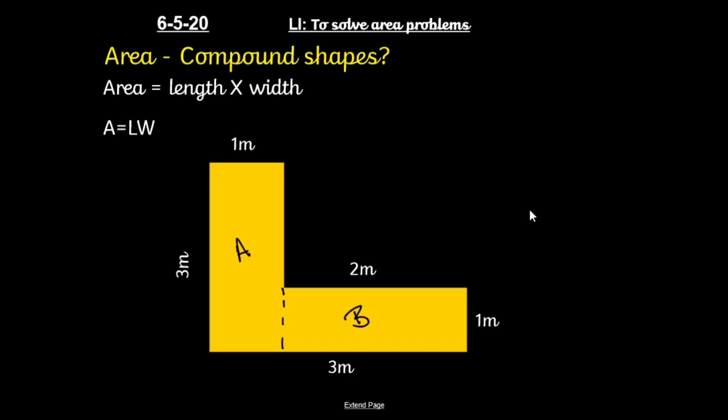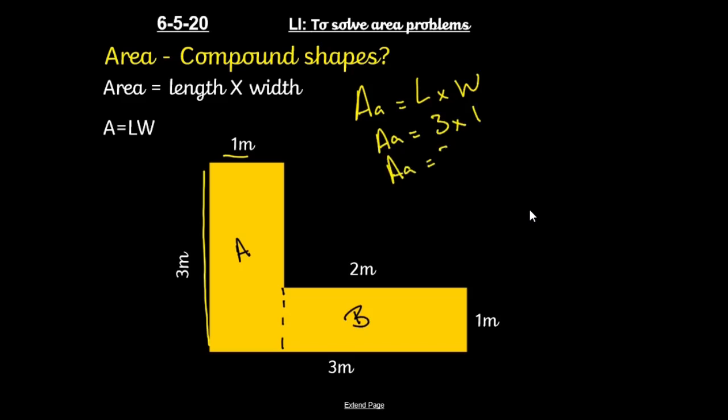So I can now work out the area of A is equal to length times width. Well, that is 3, that long side, multiplied by 1. So area of A is equal to 3 times 1. So the area of A is equal to 3 meters squared. Let's look at shape B.